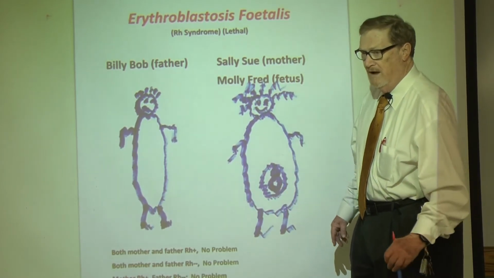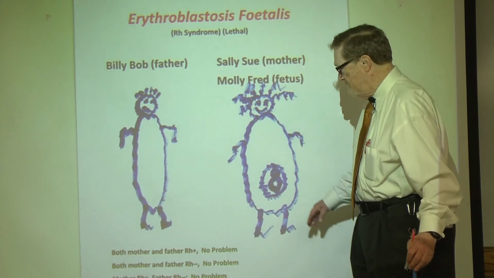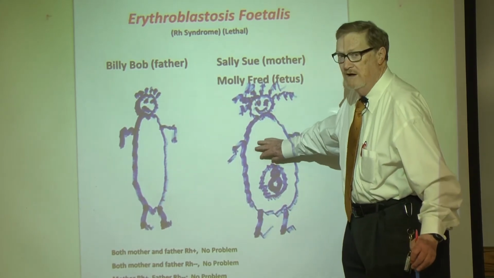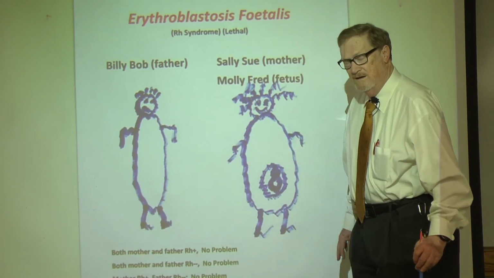And for the rest of her life, anytime an Rh positive protein shows up in her body, her immune system is going to attack it and try and kill it. So what about the second pregnancy?